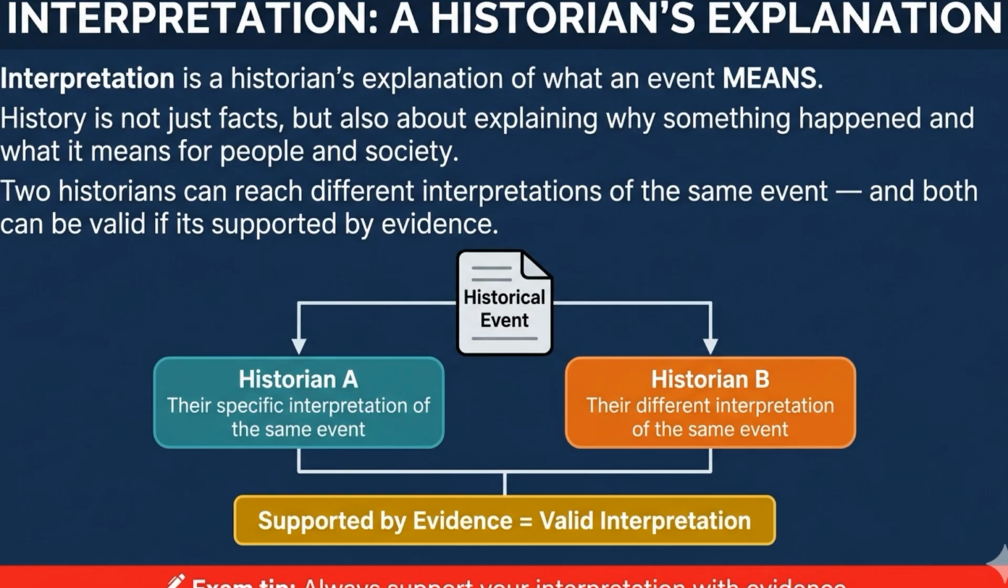And here is the important point. Both interpretations can be valid, as long as they are supported by evidence. This is very different from saying anything goes. The evidence still matters. But it means that history is not simply a fixed set of right and wrong answers. It is a discipline built on argument, evidence, and explanation. In your exam, this is exactly what you are being asked to do. Not just recall facts, but make an argument and support it with evidence.